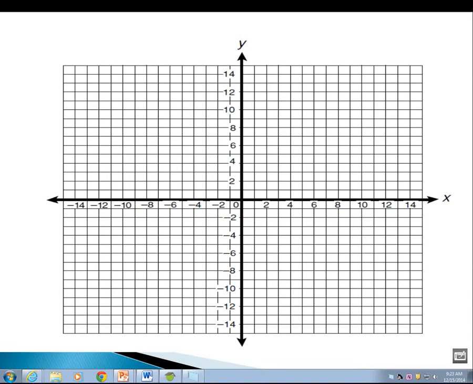What you would do is you bounce for negative 5, negative 1. You bounce 1, 2, 3, 4, 5 on the x-axis. Then you go down on the y-axis 1, negative 1, right here. Does that make sense?